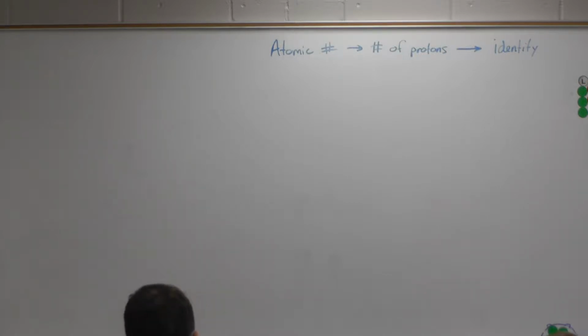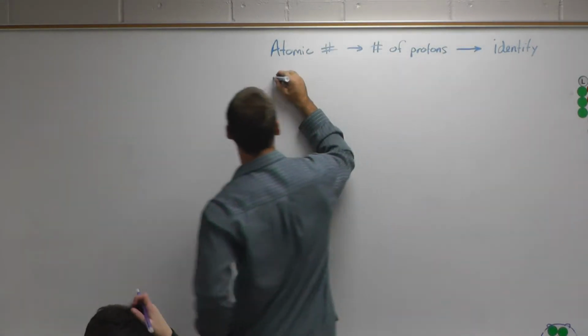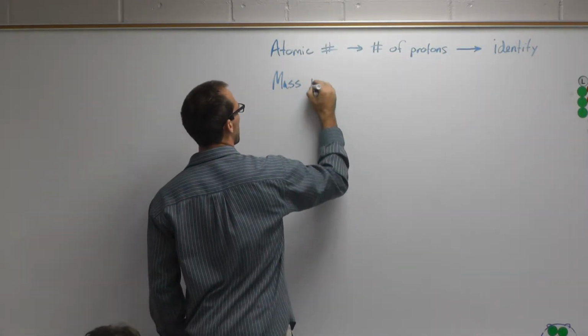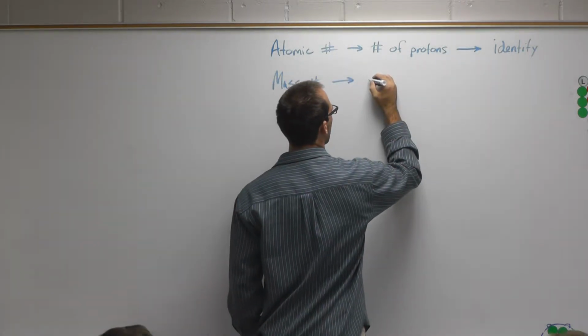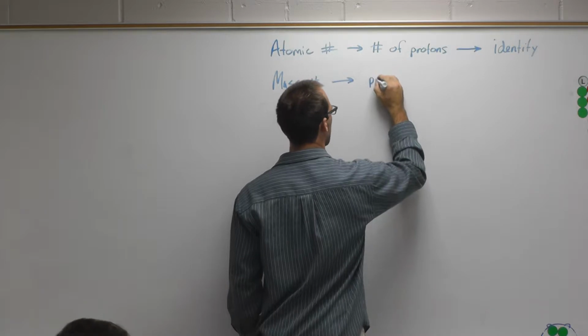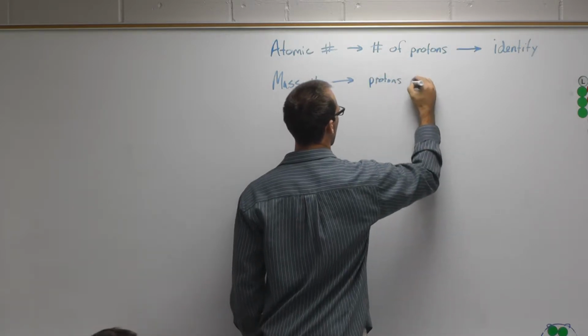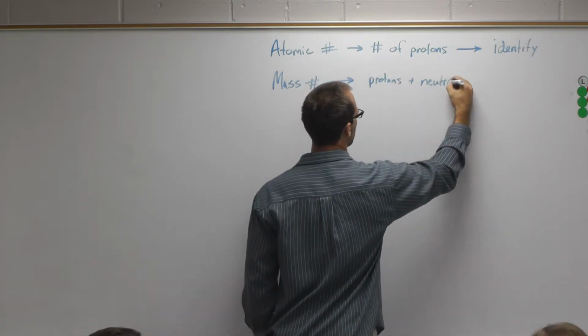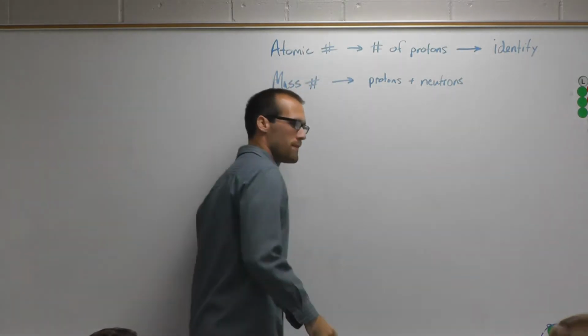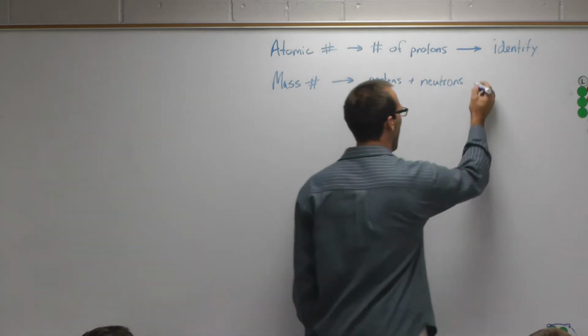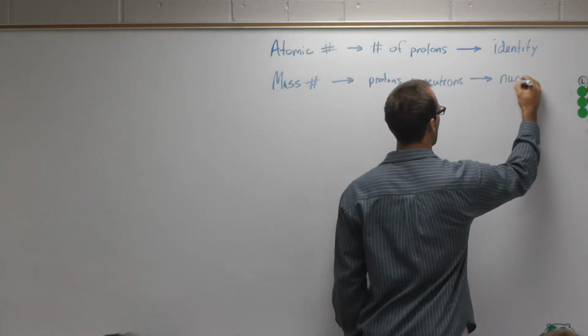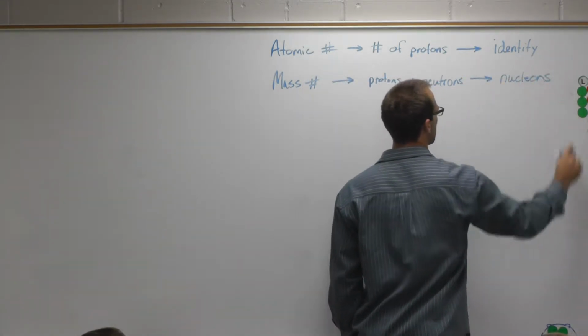Why does it also tell you the number of electrons? Because an atom is neutral, so therefore you better have the same amount of positive things as you have negative things. Okay, and then we have mass number, which we said was the number representing the sum of protons and neutrons in the nucleus of the atom. So it's protons plus neutrons, the sum of them, or the nucleons.